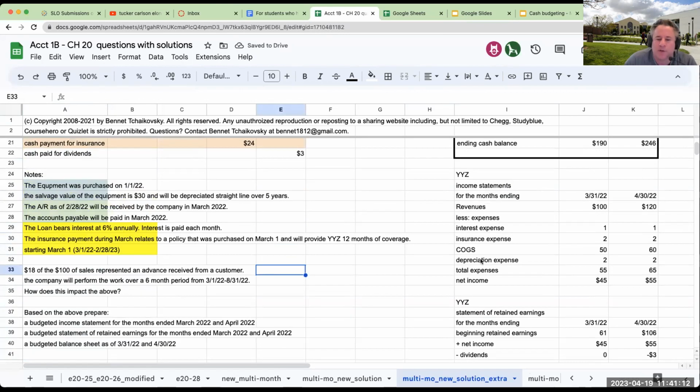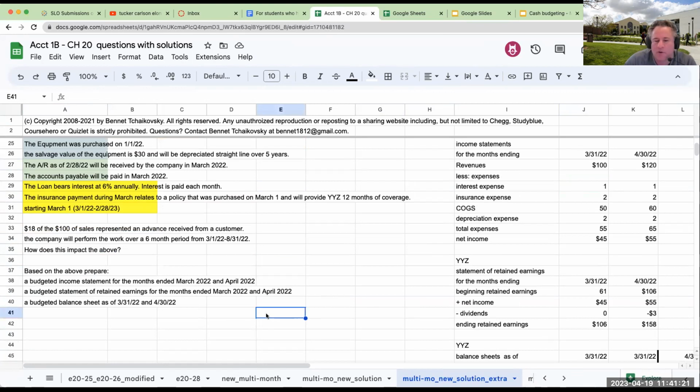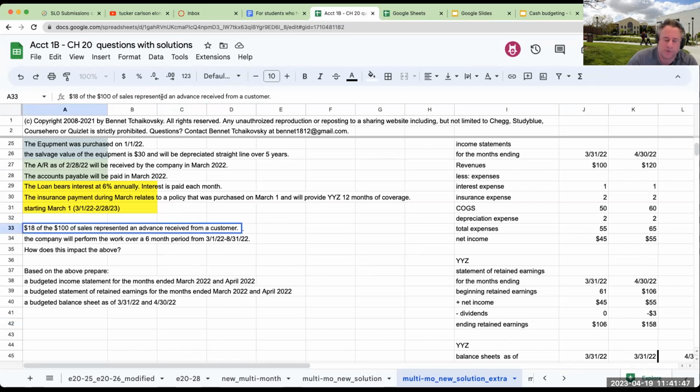When I look at this over here, what this is really telling me is, of this 100 of revenues, what does it really represent? Basically, I recorded initially cash revenues of 100. But what this is telling me is that 18 of the 100 in sales during March represented an advance from a customer.